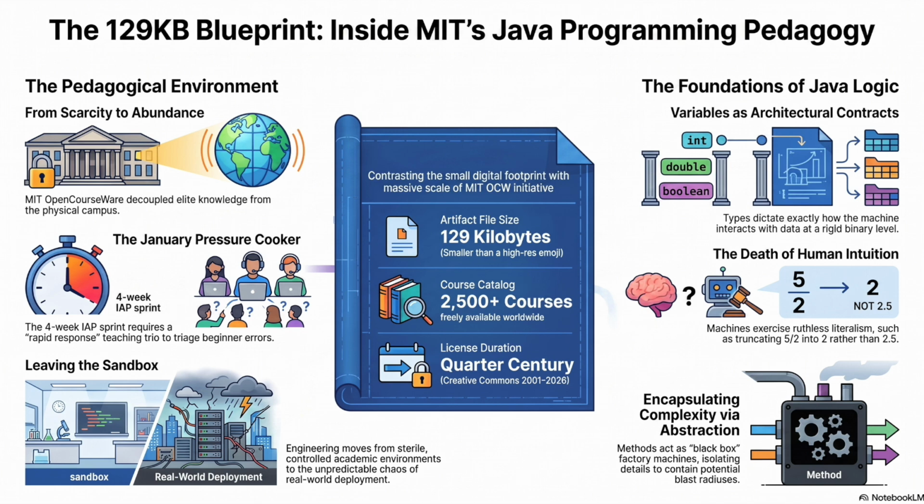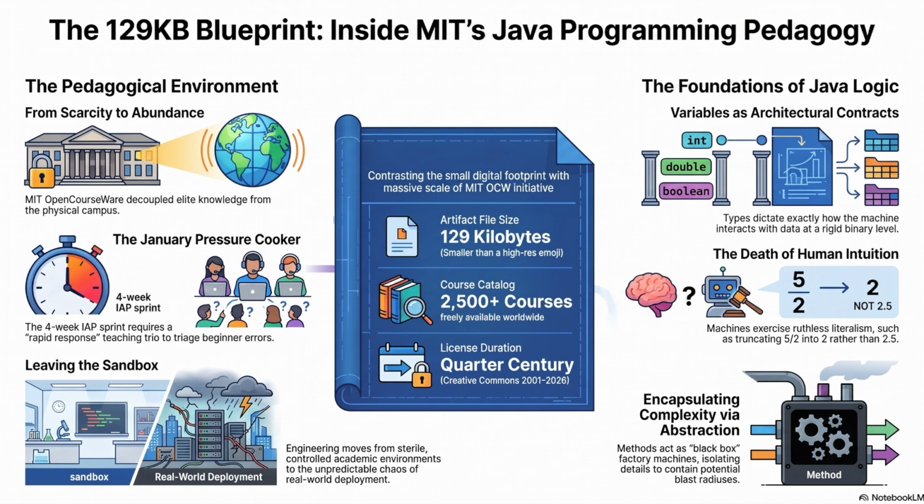So let's take a moment to review the three lines we've just mapped out here. Okay, let's do it. We started by looking at the meta context, right? MIT OpenCourseWare breaking down the gates of institutional scarcity and sharing 2,500 courses with the world. Huge shift. Then we examined the intense psychological pressure cooker of a 4-week January IAP term, where 3 instructors had to basically triage the fragile process of learning strict syntax. The rapid response team. Exactly.